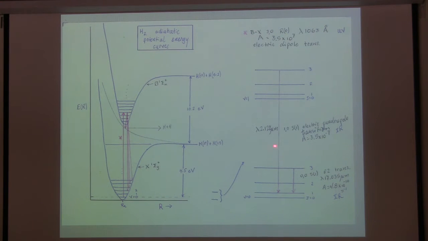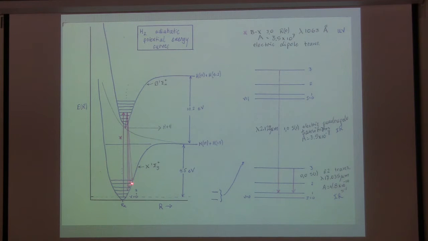So let's put numbers on the transition probabilities. The transition probability for this particular transition, where we looked first at the upward absorption, that A value is about 3.5 times 10 to the 7th per second. So that's very rapid. A strongly allowed electronic transition involving two different electronic states.